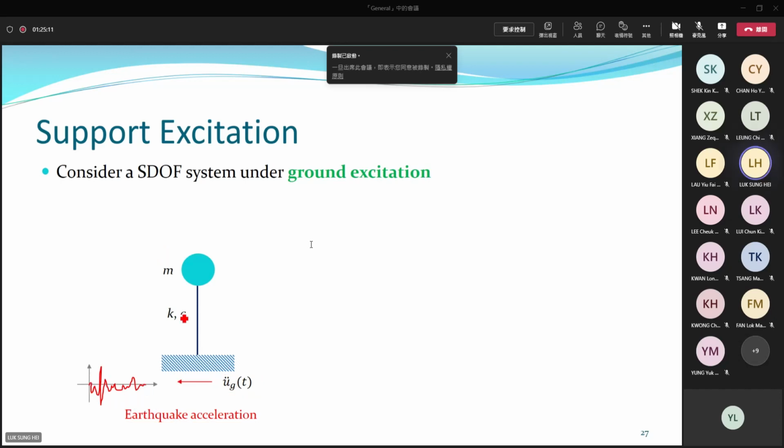So what about the equation of motion if a system is under ground acceleration? There is no applied loading. You cannot see any force. There's no force acting on the system, right? You cannot see a P applied on the system. No force. Then how to formulate the equation of motion for this system? Ground accelerations. We have M, we have C, we have K, but no force. In some sense, this one is quite similar to example 2. You have to introduce different deformation parameters.